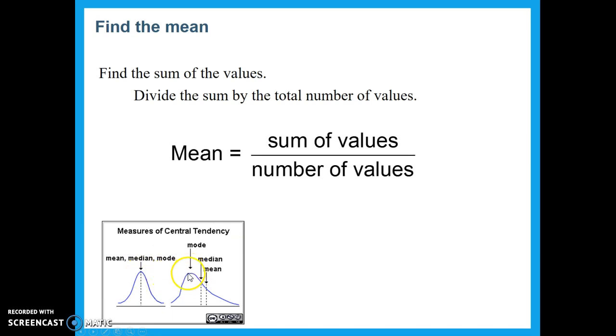Your mode, remember, is the frequency. Since I have this mode less than my mean and my median, that's what changes, and now my mean and my median are no longer the same value.